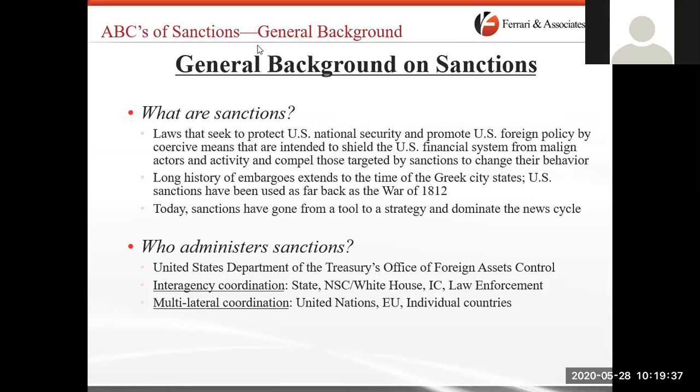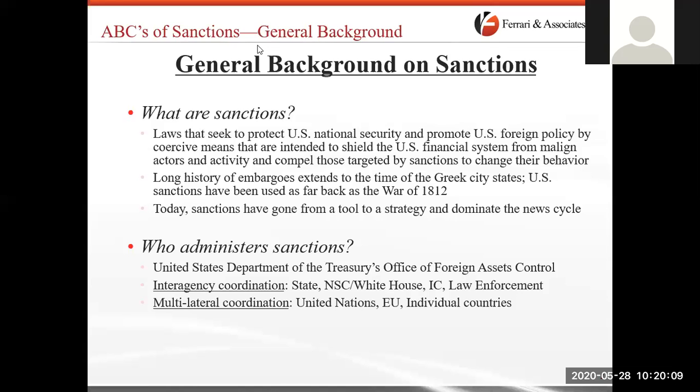Everything in this process kind of starts, of course, from the top down and then filters down through the cabinet level to OFAC, and also rises from bottom up from these different agencies of the intelligence community and law enforcement up to OFAC. So OFAC is effectively a central node in this process, and that's how they come to be the primary administrator of U.S. sanctions programs. But the interagency is not the only coordination that goes on.